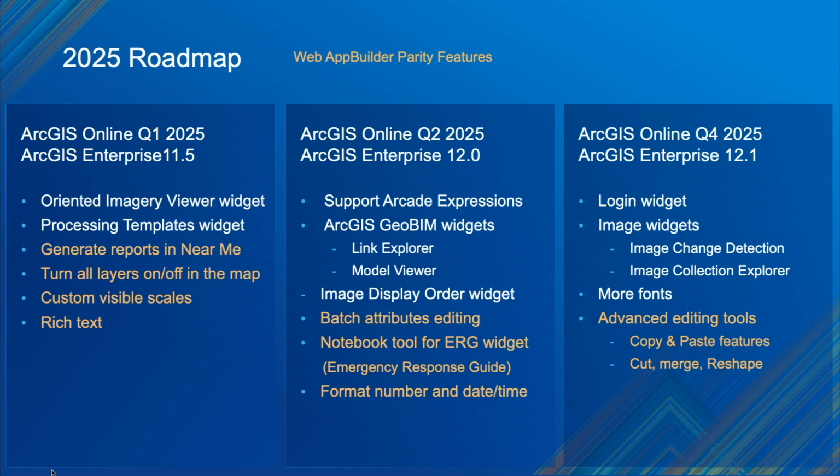At the end of the year, we will have a login widget so that you can sign in and sign out of the app. That's the basic functionality, right? But we also want to control content access based on your privilege. That is still in design, but we try to do more than just sign in and sign out. The last piece of priority features from Web App Builder is copy-paste geometry and cut, merge, and reshape geometry as well. So we try to hit them at the end of the year.